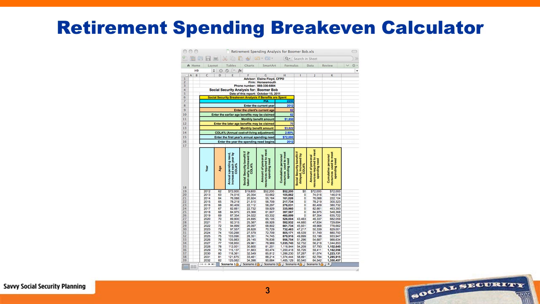This is a very powerful illustration for clients who want to start Social Security early because they don't want to dip into their IRAs to meet their current spending needs.